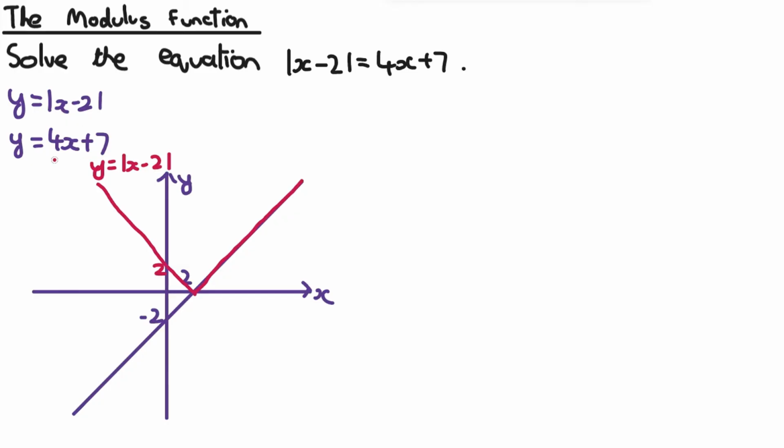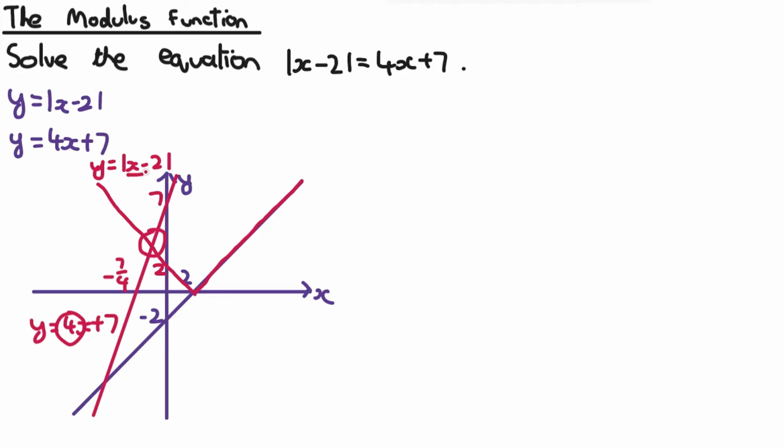And now we need to sketch the graph of 4x plus 7. And then this is the graph of y is equal to 4x plus 7, where 7 is the y-intercept and the root is minus 7 over 4. And you can see that there is only one point of intersection. And this is the power of an accurate sketch, because we can only see that there is one point of intersection because of our accurate sketch. We've done the gradients in proportion to each other.